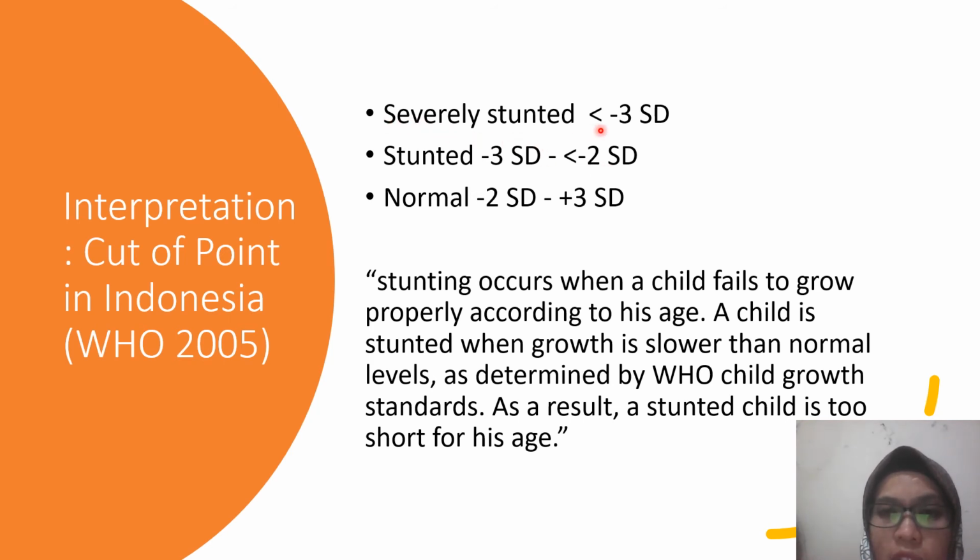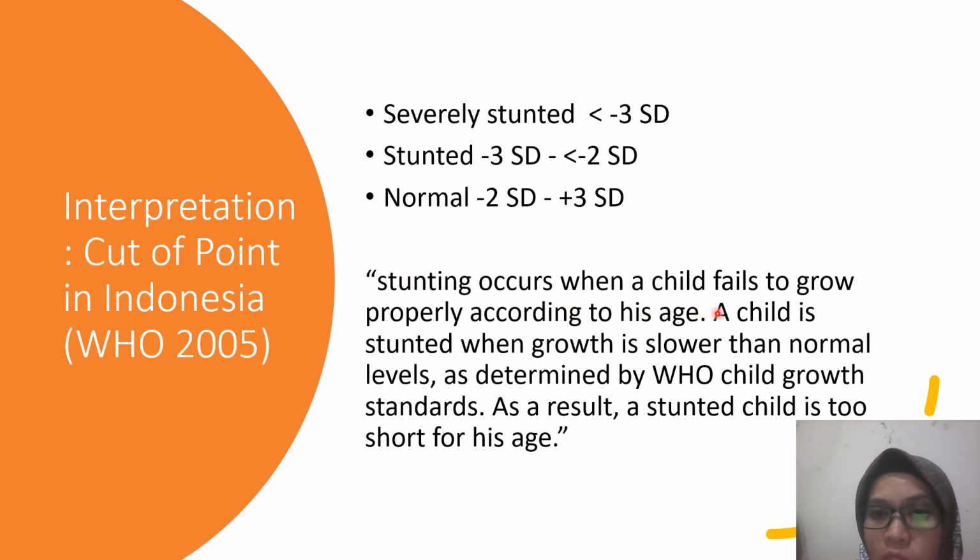Severely stunted: under minus 3 standard deviation. Stunted: between minus 3 standard deviation and under minus 2 standard deviation. Normal: between minus 2 standard deviation and 3 standard deviation.